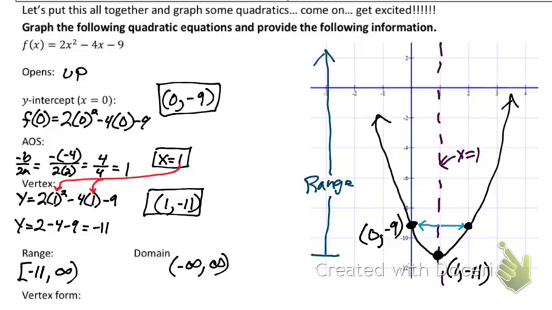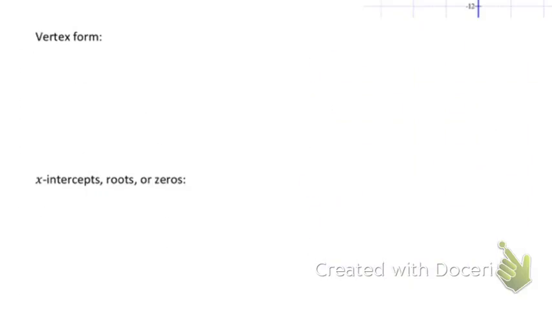40? Okay. The last thing we need to do is vertex form. And then we need to find our x-intercepts or find our zeros. All right, vertex form. We're going to complete the square on this to find the vertex form. I need to get the equation out. So our equation is y equals 2x squared minus 4x minus 9.